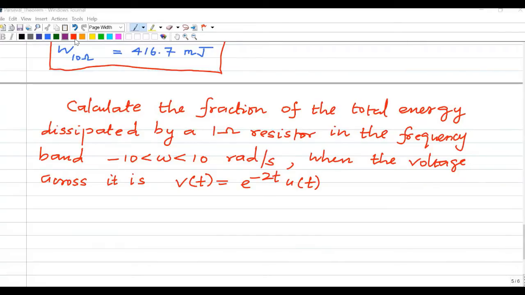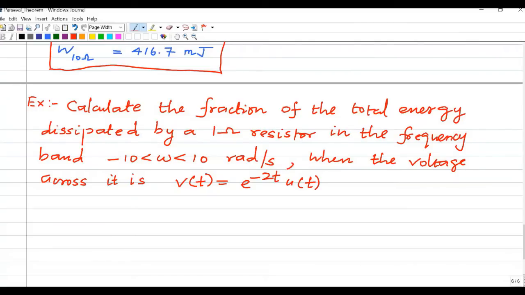Note on this example. Calculate the fraction of total energy.